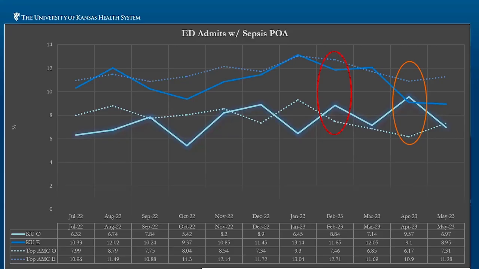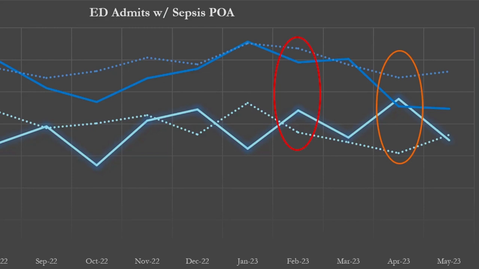We trend our mortality index, and we use Vizient. This is particularly looking at the O/E ratio, the observed versus expected mortality for sepsis patients. And this is the component of ED admits with sepsis present on admission. You can see observed mortality in lighter blue and the expected mortality in the darker blue. And we compare those to our cohorts, the top 10% academic medical centers, in the dotted line. And any area where we see a peak in the observed mortality and a decrease in the expected mortality, we hone in on those months and try to figure out exactly what happened and why our mortality index suffered. Next slide.